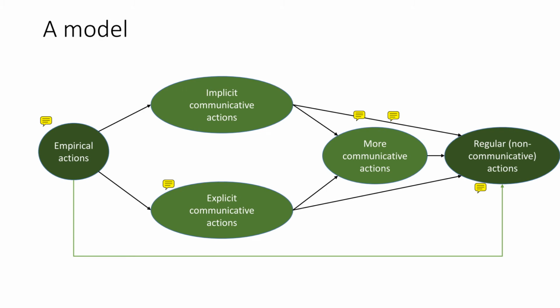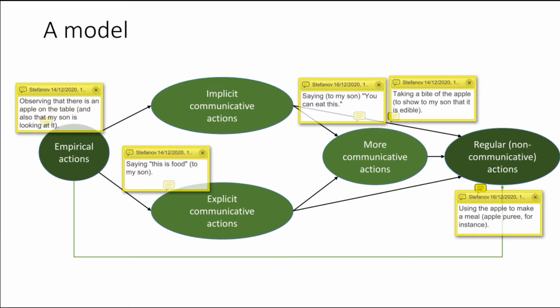So here is something like a model. It's just a simplified model. For instance, you have the empirical action, observing that there is an apple on the table, and also perhaps observing that my son is looking at it. Then the explicit communicative action, this is food.